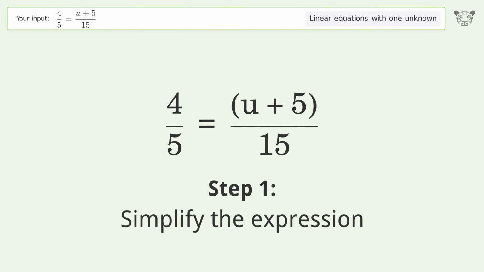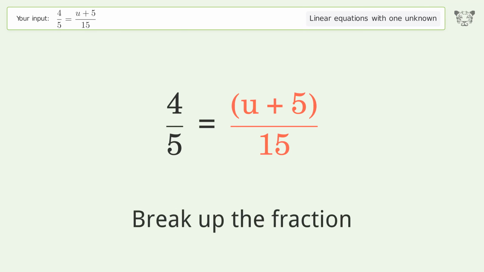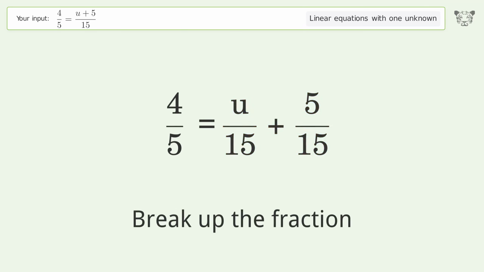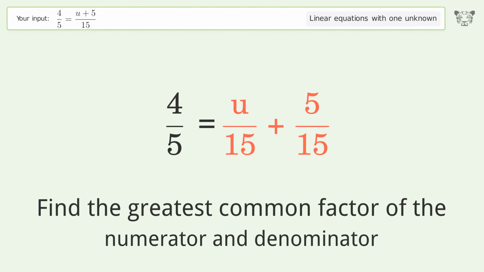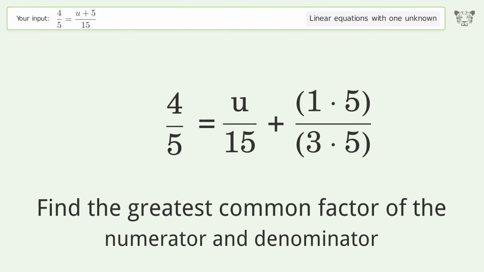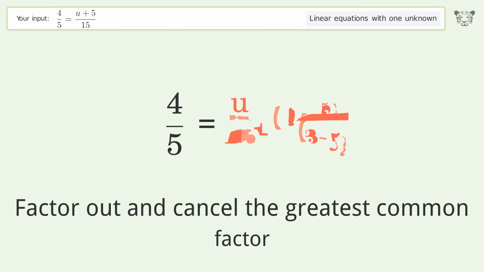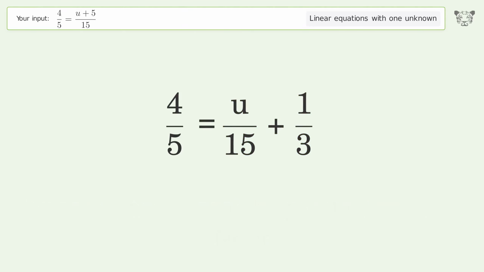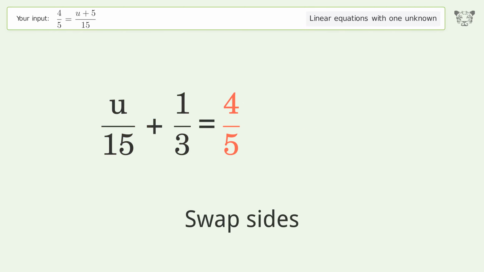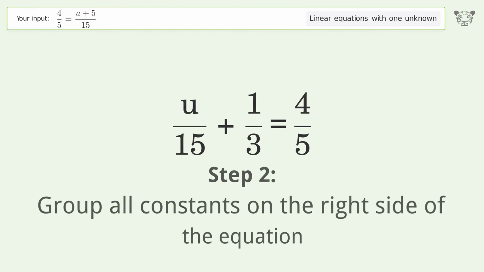Simplify the expression. Break up the fraction. Find the greatest common factor of the numerator and denominator. Factor out and cancel the greatest common factor. Swap sides. Group all constants on the right side of the equation.